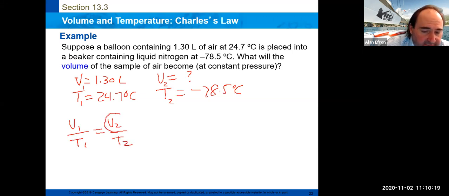Here we are solving for V2. And again, like I said, we're basically going to multiply to the other side, or the quick way of doing it is when you go across the equal sign, everybody ends up in the opposite location. So the T2 is on the bottom here.